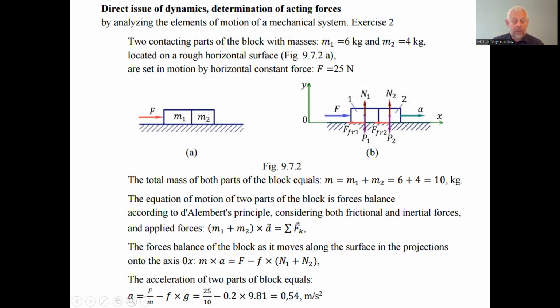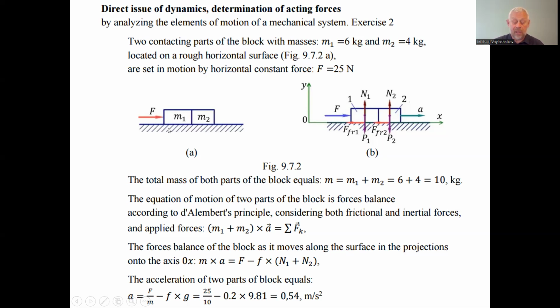We can cut the common factor. The common factor could be m. F divided by m. F applied 25 divided by m total is 10 kilos. So we will have the total acceleration from this formula when we derive the total acceleration of these two blocks under the action of the force, considering the friction force, dry friction, and the forces of inertia, which is 0.54 meters per second squared.